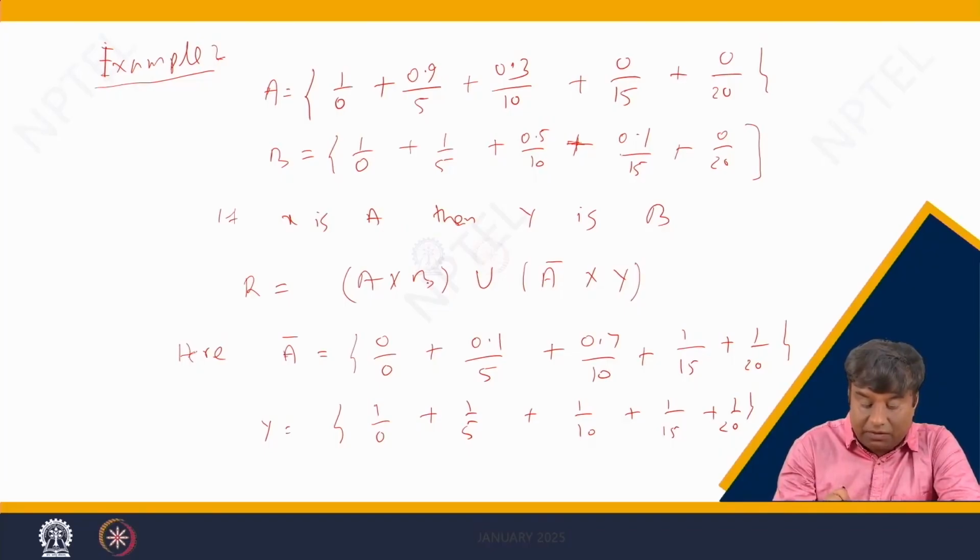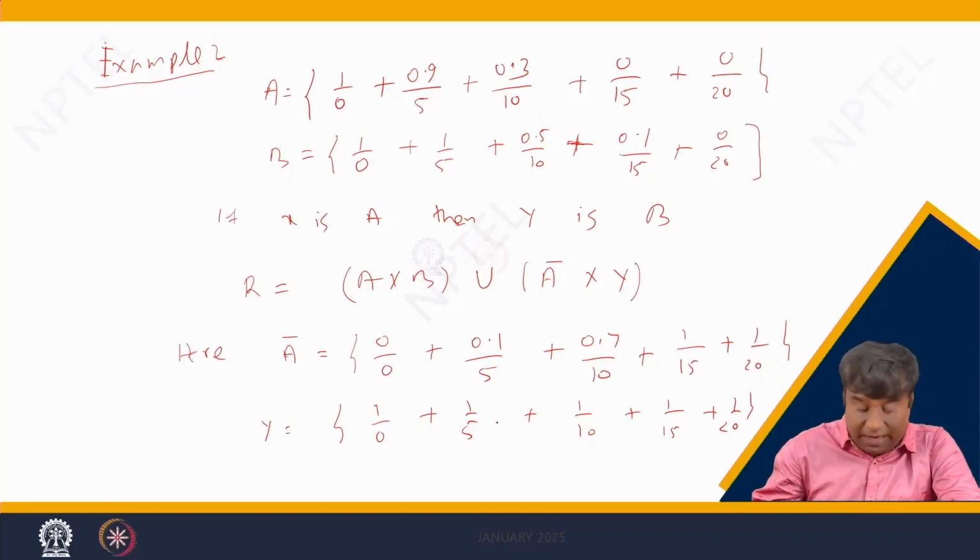So R is A cross B union A complement cross Y, where A complement is 1 minus mu A. So that is 0 by 0, 0.9 by 5, 0.7 by 10, 1 by 15, and 1 by 20. In Y everything becomes 1, so every membership value is 1.